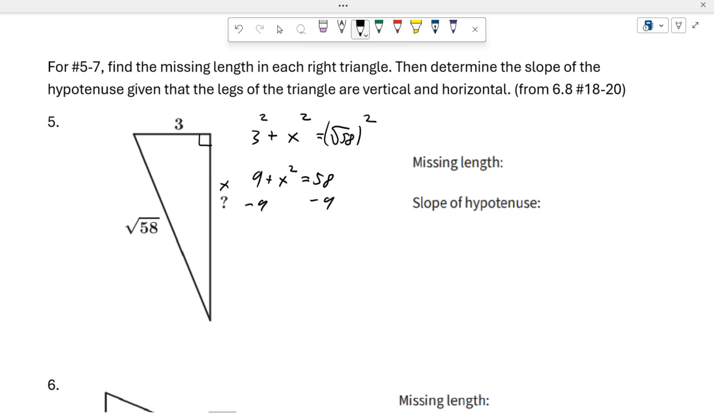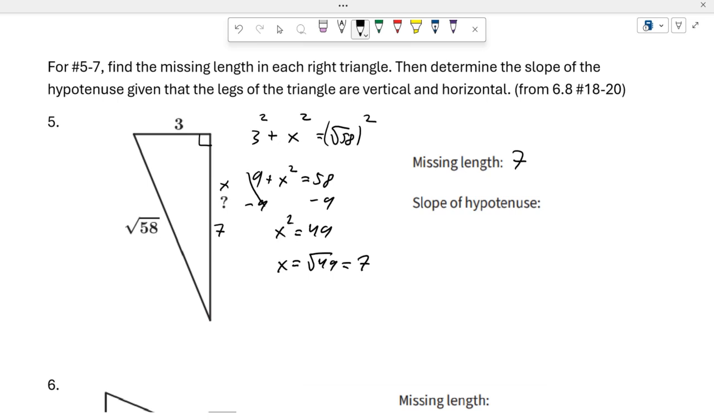So minus 9, x squared is 49. And so x is the square root of 49, and the square root of 49 is a rational number, which is 7. And so my missing length is 7. So this is 7 right there.